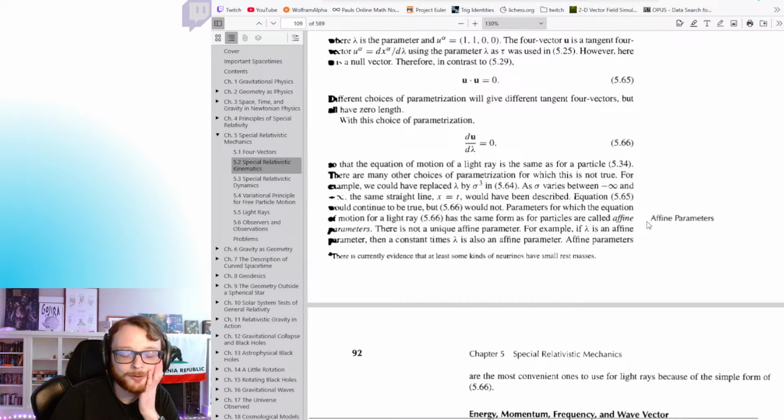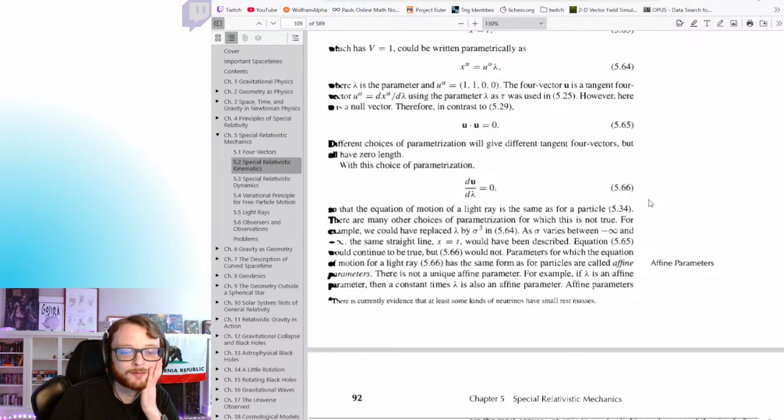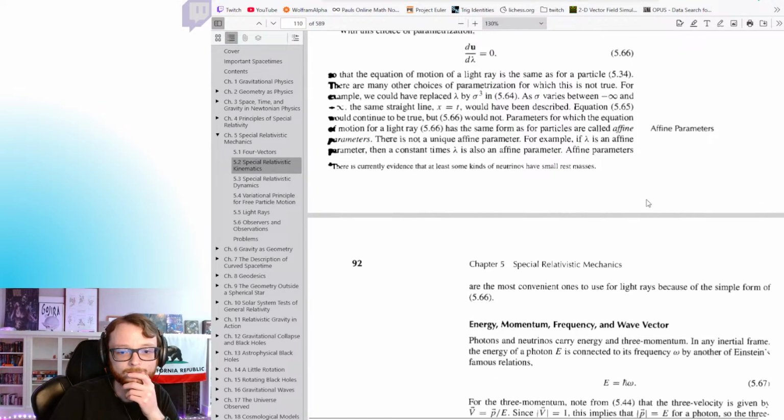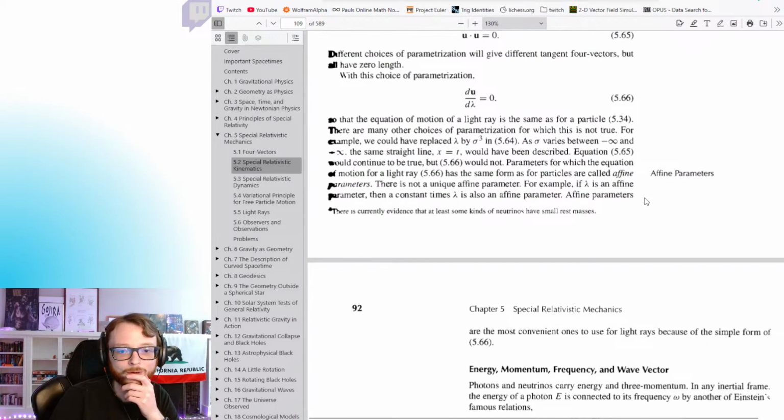Oh yeah, affine parameters. I kind of understood what they were saying, that they could have chosen sigma cubed as a parameter, but it wouldn't have the nice properties. But if they're making a lot of points about parameterization, that's probably important, but going over my head for now until I see why later on. Yeah, me too.